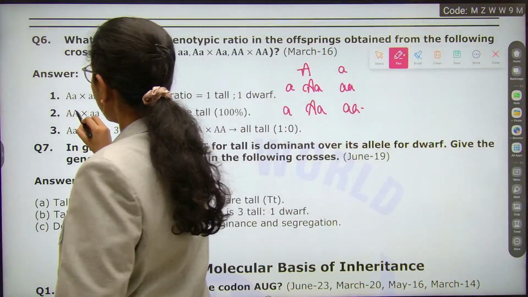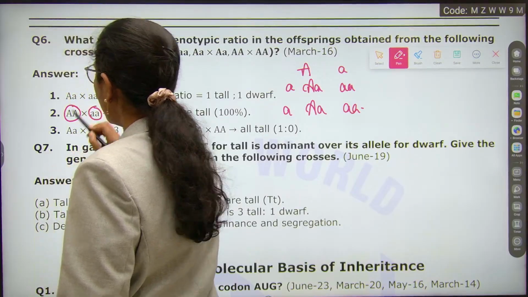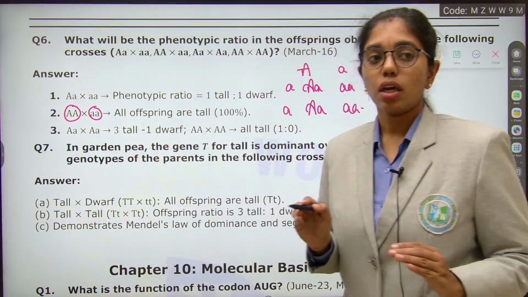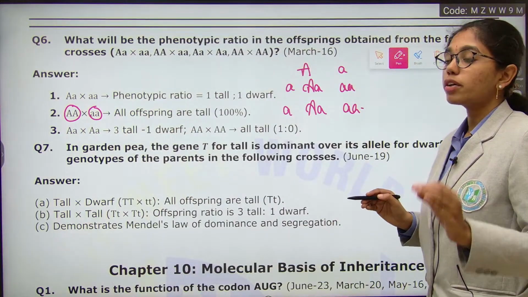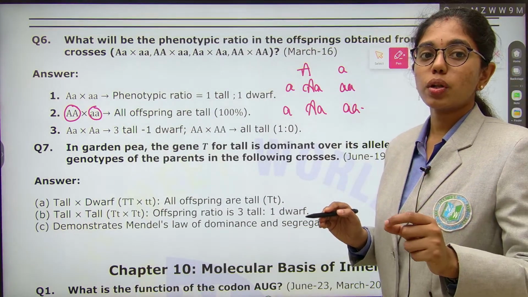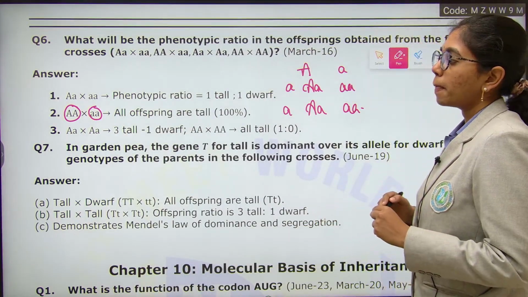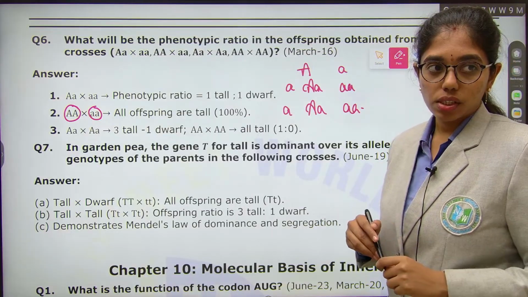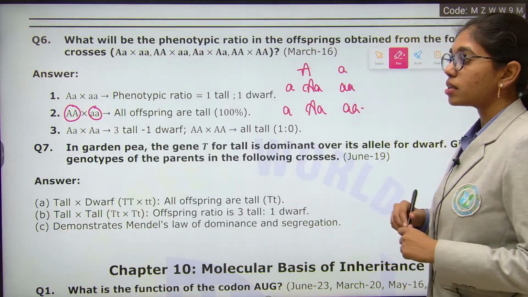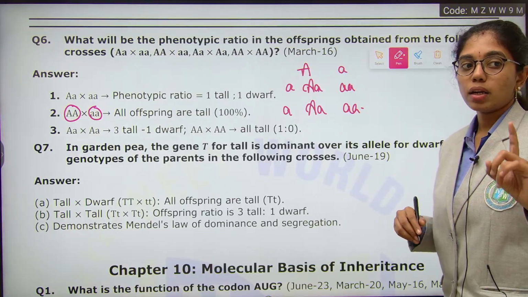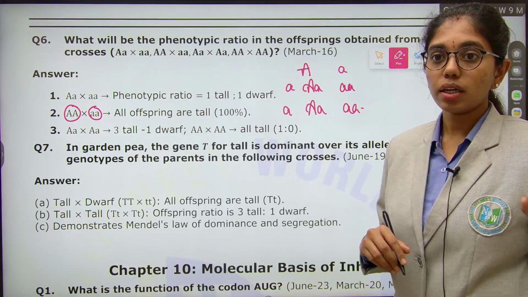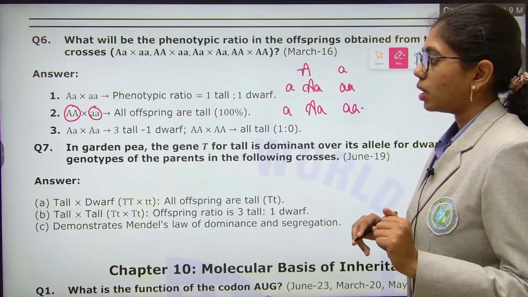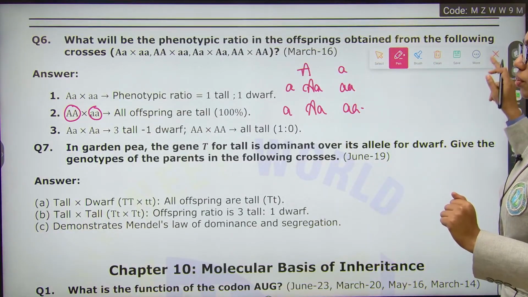Homozygous dominant and homozygous recessive. When they are crossed, all offsprings will be tall. All offsprings will be heterozygous tall. Next, two heterozygous traits crossed. In that case, 3 will be tall and 1 is dwarf. 3 will be dominant and 1 will be recessive. Clear? Next question you see.